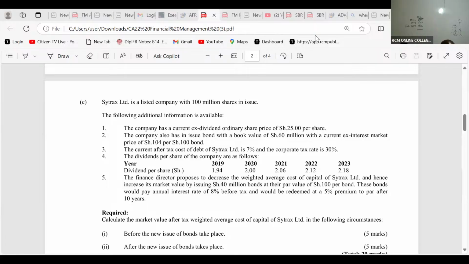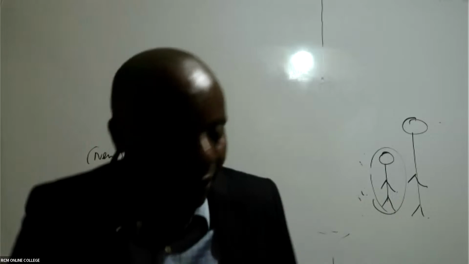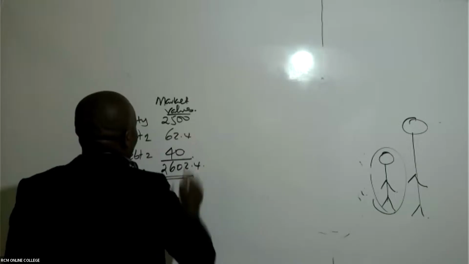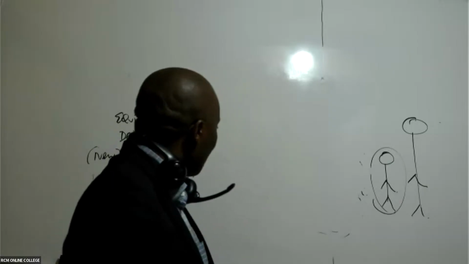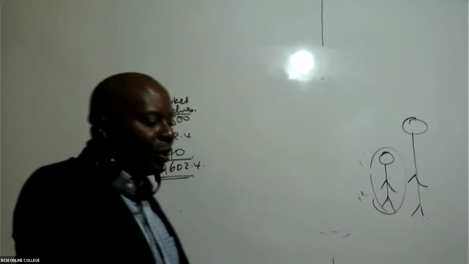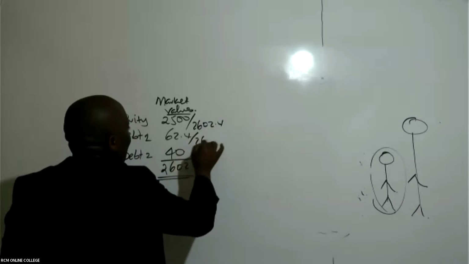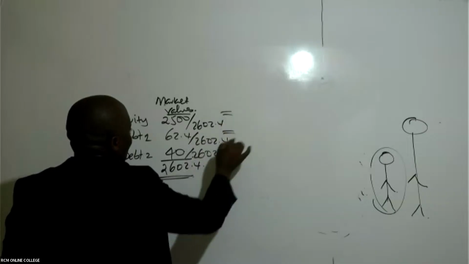So can somebody kindly give me this particular figure now when you add everything? What is the total value? Yeah, 2602.4. Hope everybody has this figure, 2602.4. So please go ahead and convert this to weights. Divide by 2602.4. Is there someone who can give me these weights in 4 decimal places?